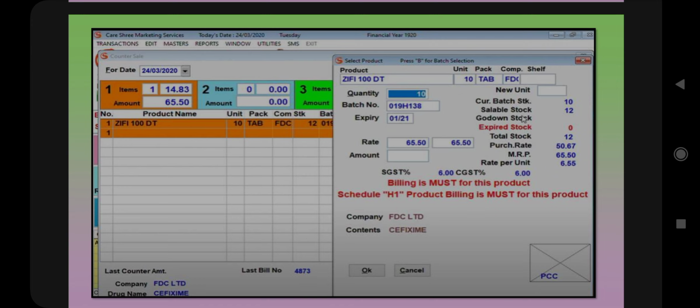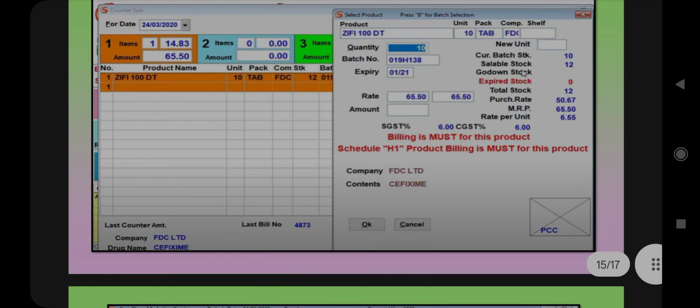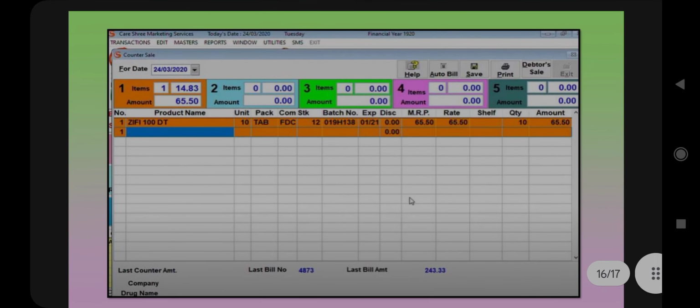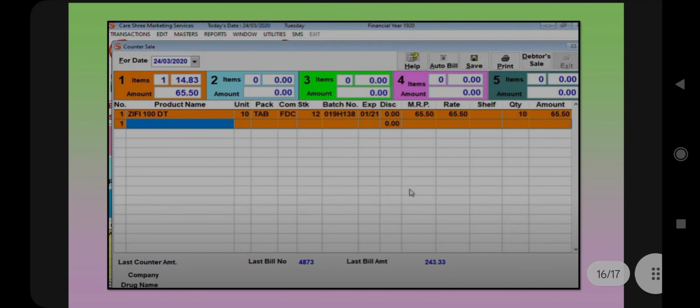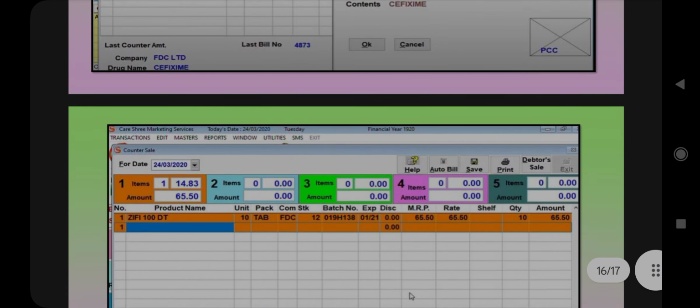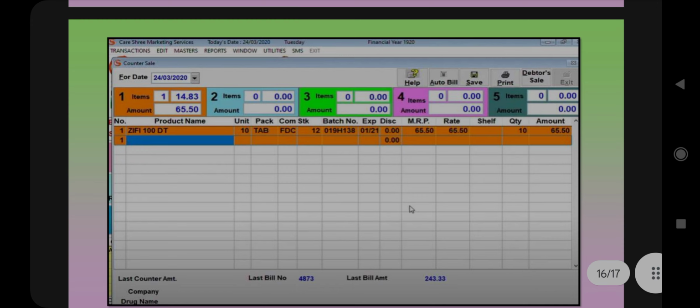And the content present in this Ziffy is cefixime. Everything is mentioned in this software, which we studied earlier: product name, unit, pack, batch number, expiry and all. This is all about the medical training report. Thank you.